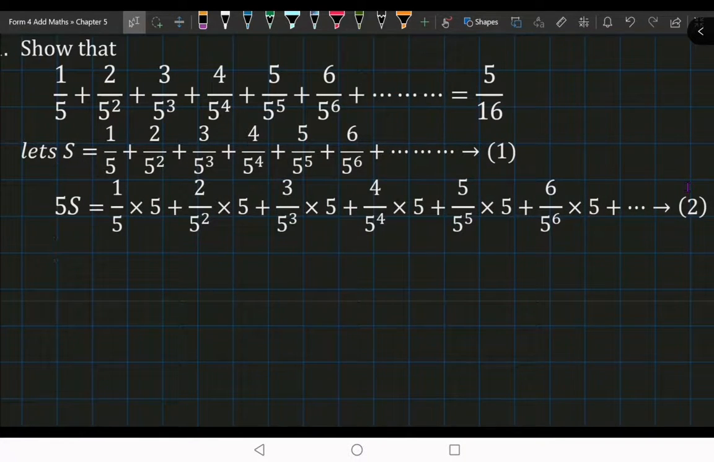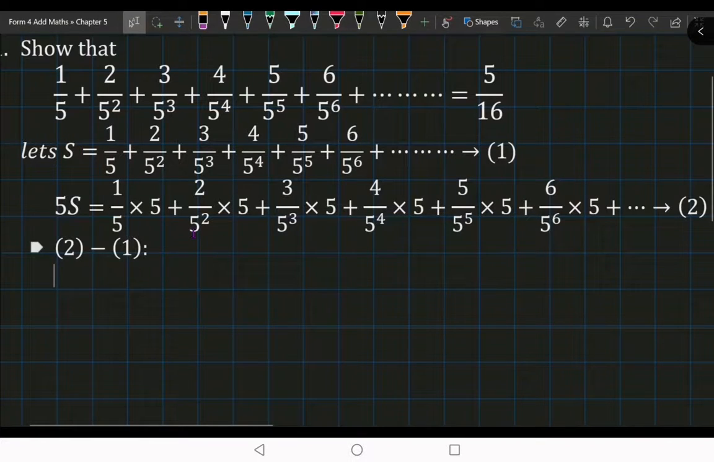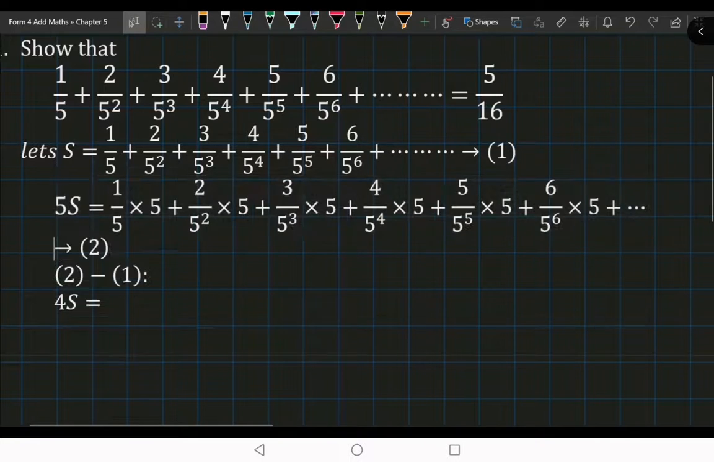We are going to take the second equation minus the first equation. So what happened? 5x minus x becomes 4x. Okay, I'll make it 4x. By meaning we need to simplify first, sorry, this one you need to simplify 5x.